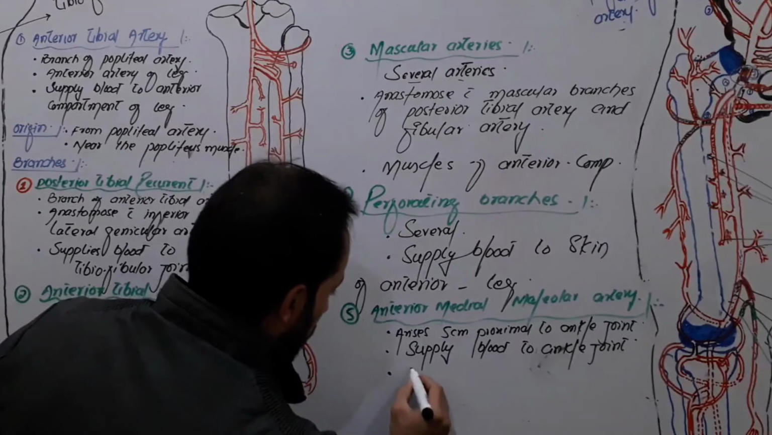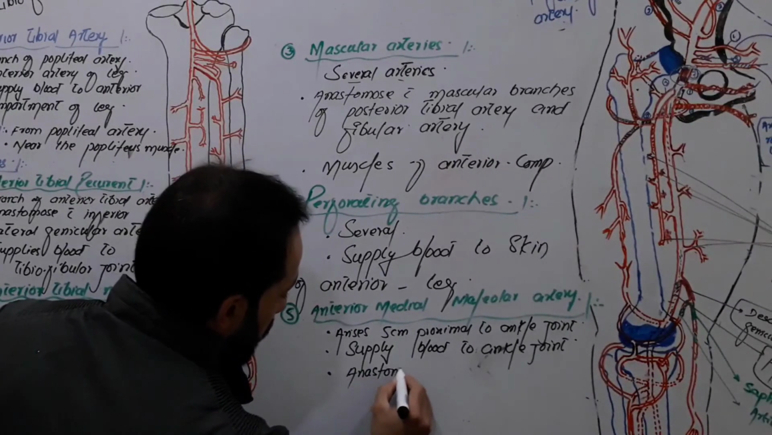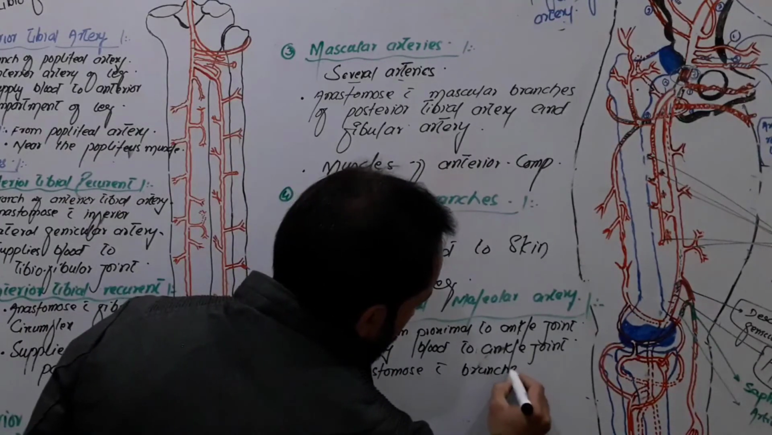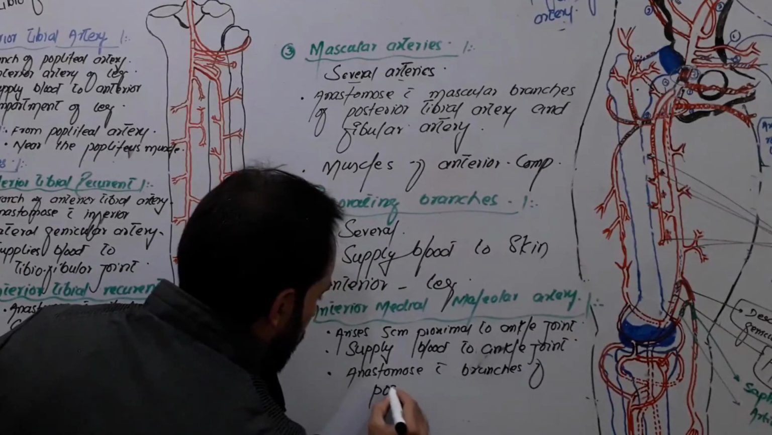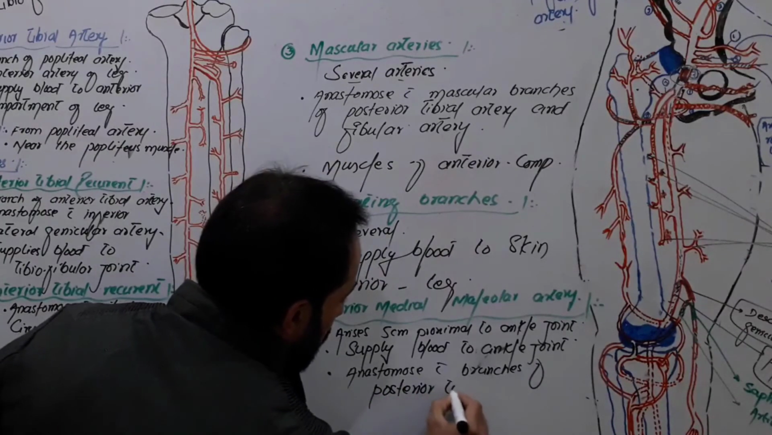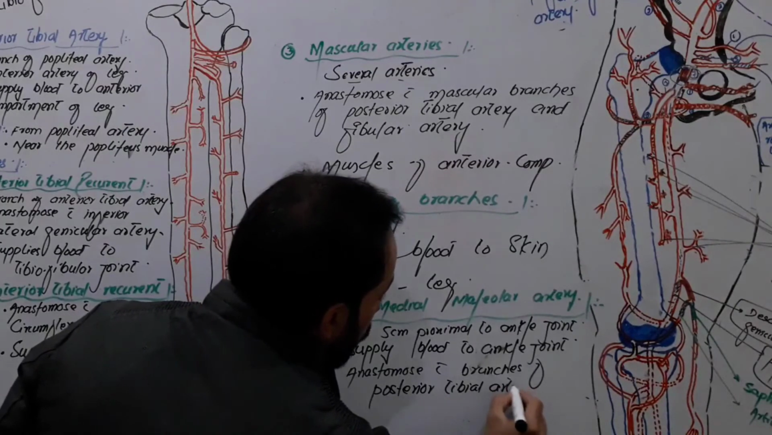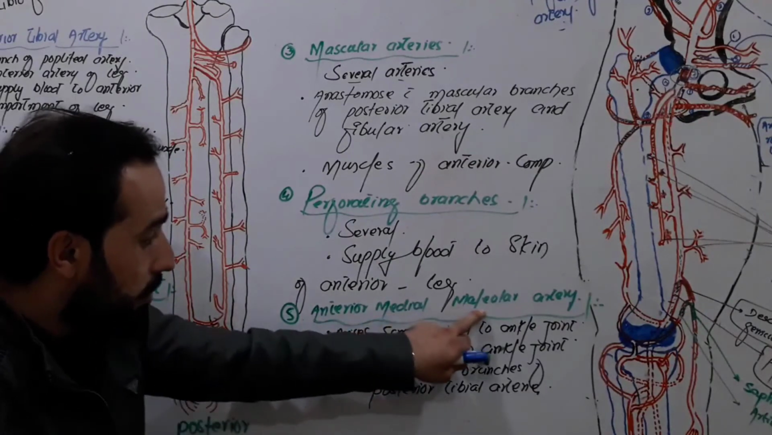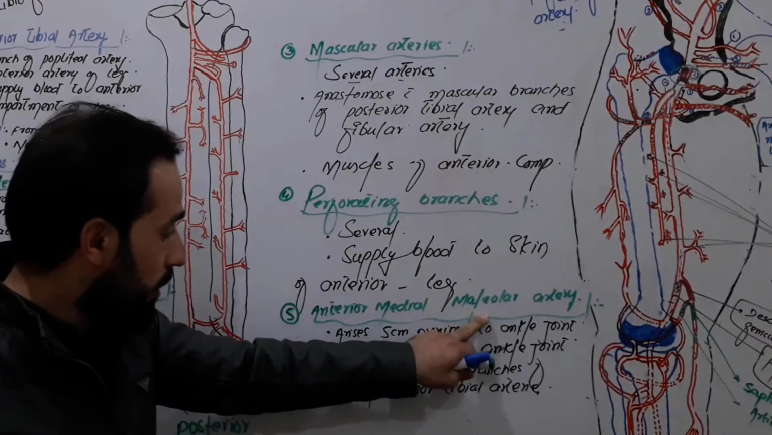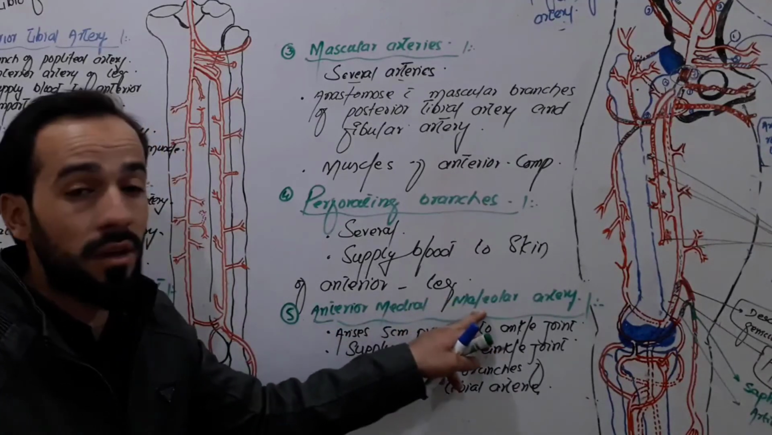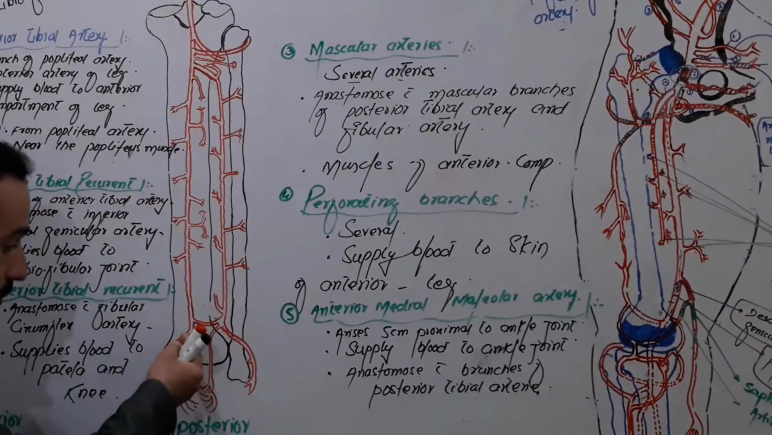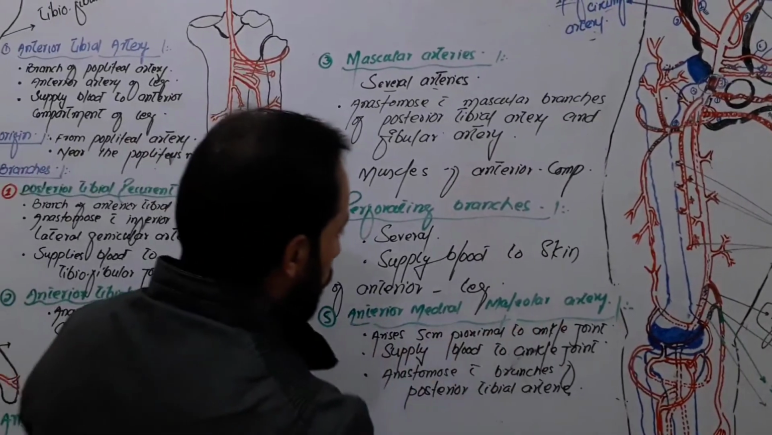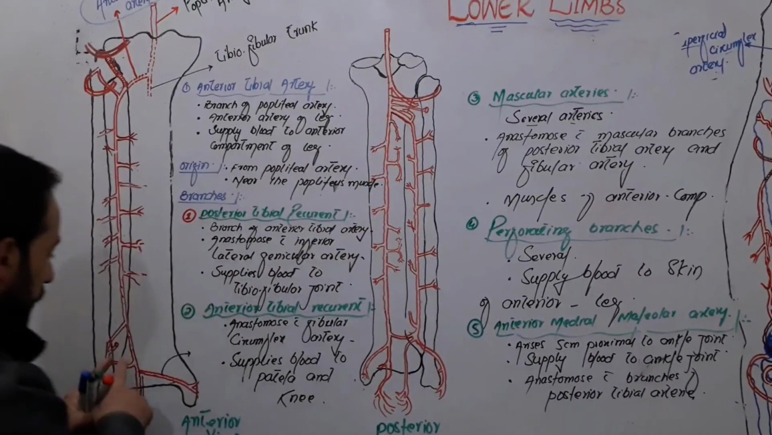So look, they anastomose with branches of the posterior tibial artery. Which branches of the posterior tibial artery? The same branch here. Look, the anterior medial malleolar artery is the branch of the anterior tibial artery, and the posterior medial malleolar artery is the branch of the posterior tibial artery. So this branch and that branch will make anastomosis. So the anterior medial malleolar artery is a branch of this anterior tibial artery.